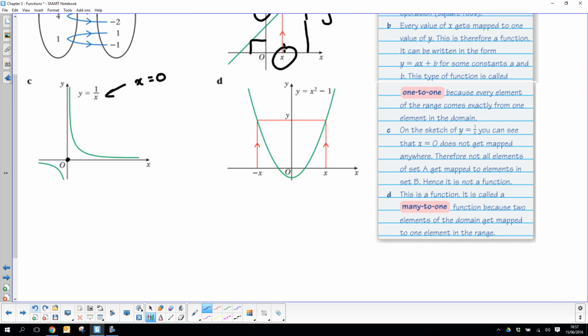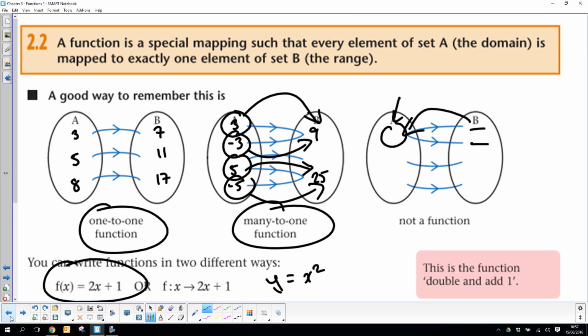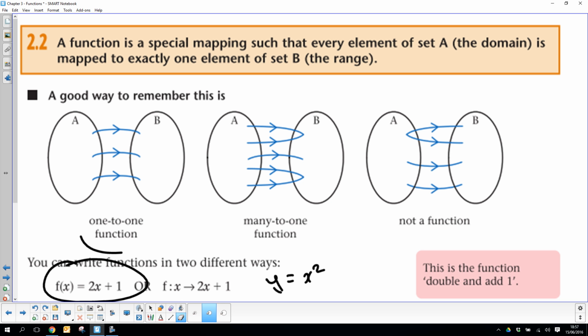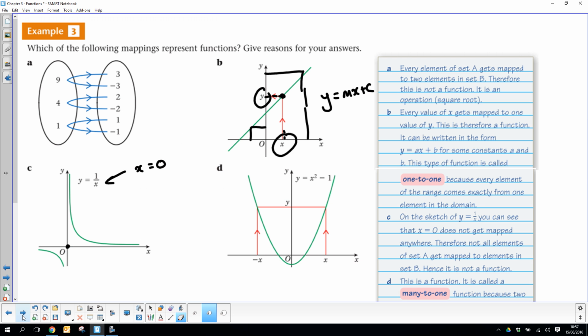Now if we look at the definition of exactly what a function is, let's just get rid of this. A function is a special mapping such that every element of the domain is mapped to exactly one element of the range. Every element, and that's quite important. Every element has to be mapped, and in this case one of them isn't. x is 0. So as it stands, this is not a function. We will talk more about this in the not-too-distant future. But as it stands, this is not a function.